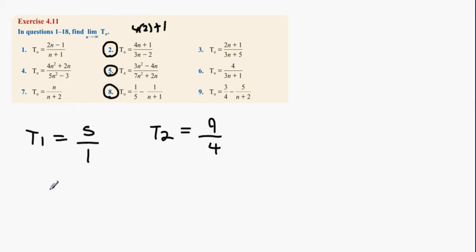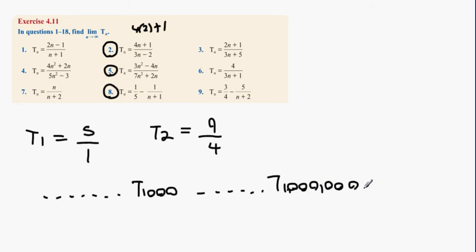Okay, now what I can do is keep doing this over and over again. I can go up to T1,000, I can go all the way up to T a million. And what we're trying to find out is, is there a limit to how big this is going to get? Does it turn into a single number?